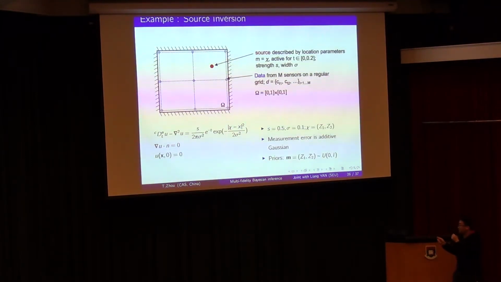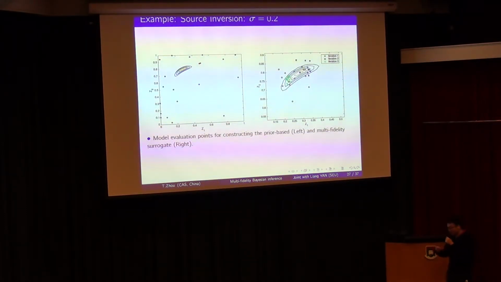And this is another example. The purpose is to invert the source of this equation. It's a two-dimensional example. The prior is uniform on this domain. And this is the picture to show you how the method works. The left-hand side is the prior-based surrogate model, meaning that you just construct the PC surrogate model based on the prior information. Then you have to construct the polynomial chaos expansion.